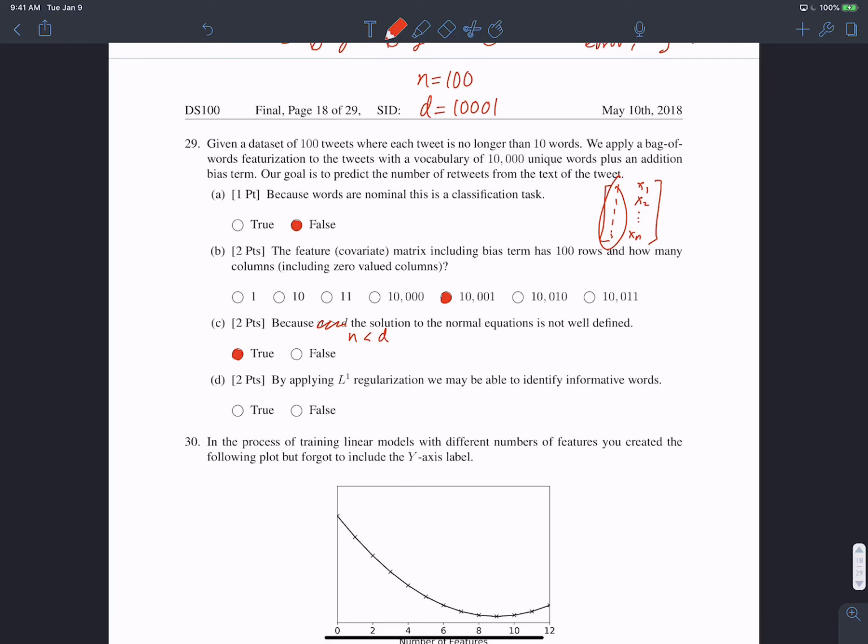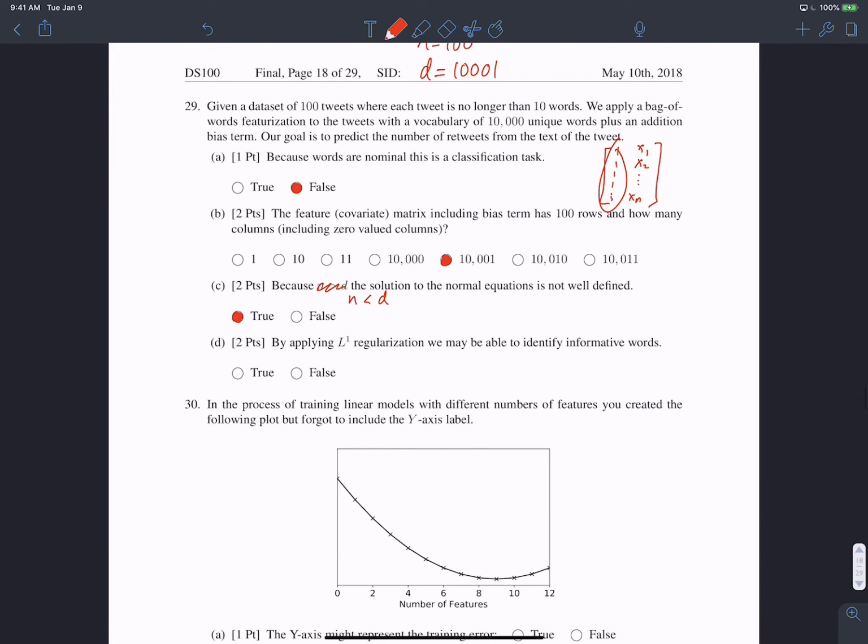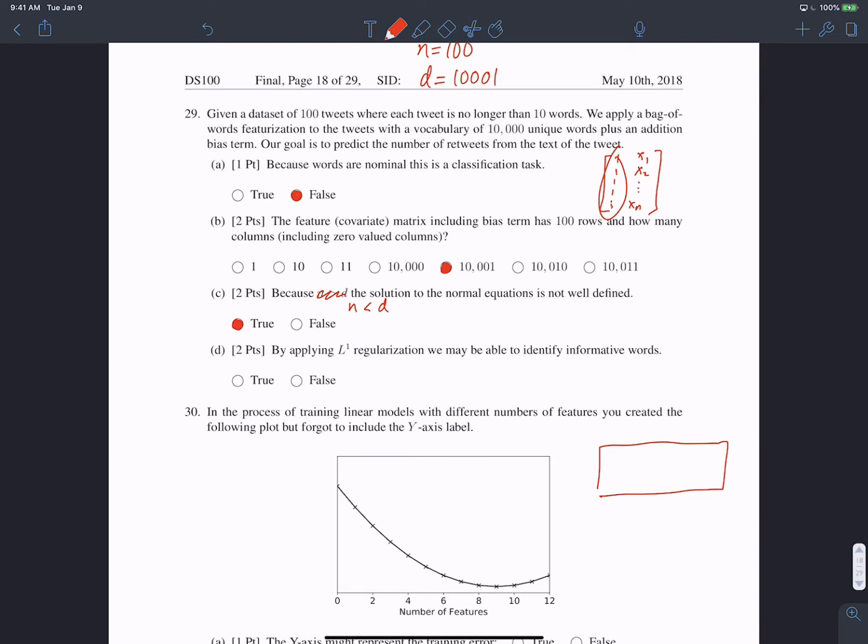Okay, because let's look at what we have. We have that there's 100 rows but 10,001 columns, so our matrix will look like this. And we know that matrices that are wide or fat like this don't have full rank. Okay, so if phi doesn't have full rank, then phi transpose phi, which has the same rank as phi, will not be invertible. Okay, so the solution to the normal equations is not well defined in this case.